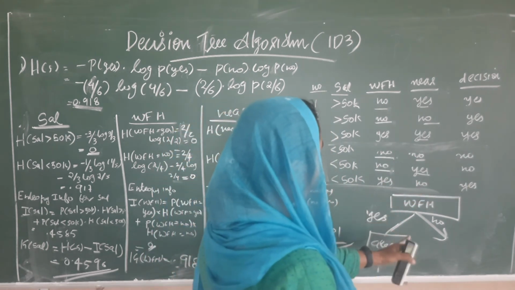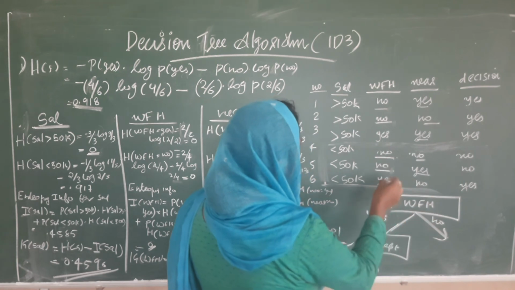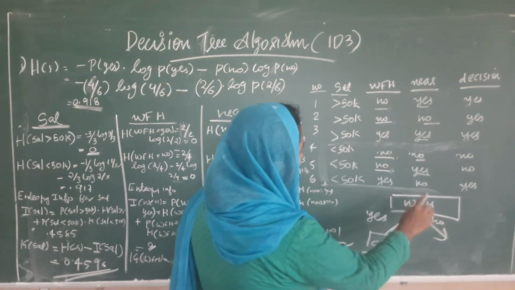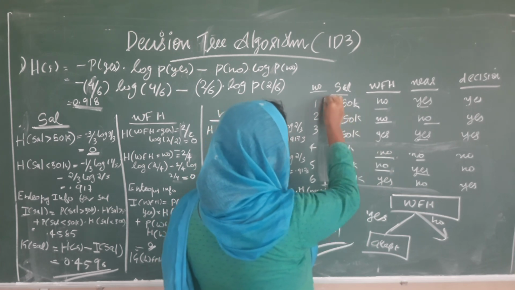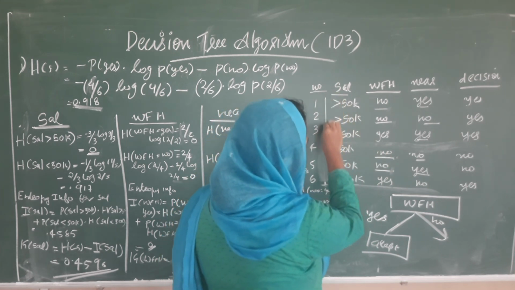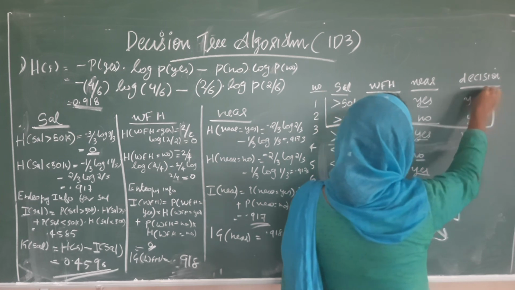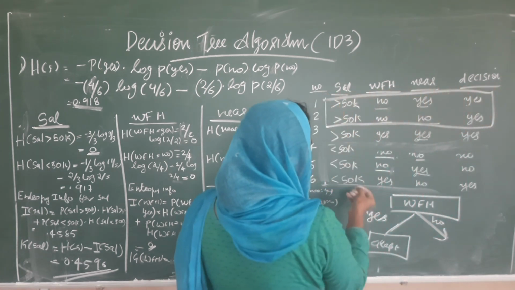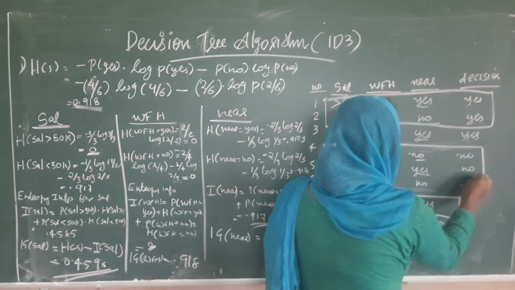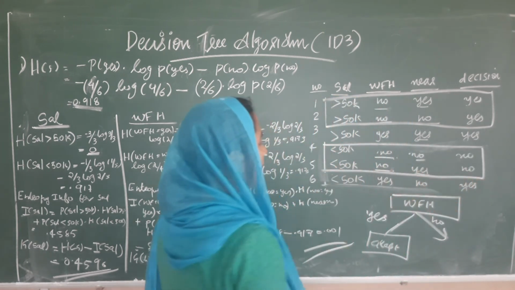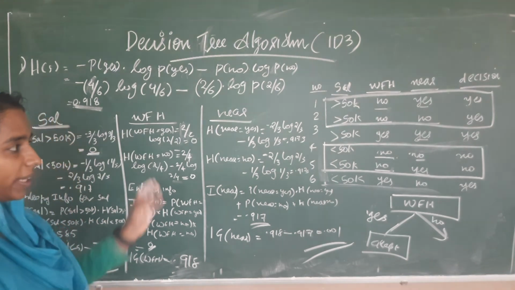So now we have to split the tree further. For this, what you have to do is you have to take only the rows wherein work from home is no. So you have to take these two rows. You have to take these two rows. That is, these 4 rows alone must be processed for the next iteration.